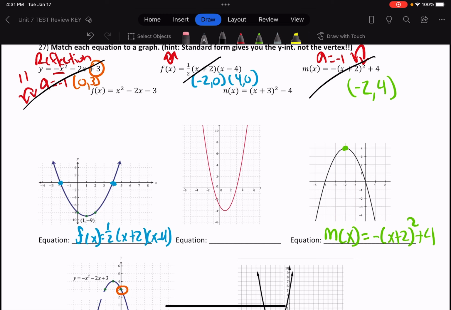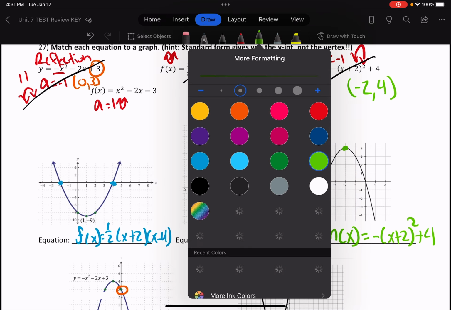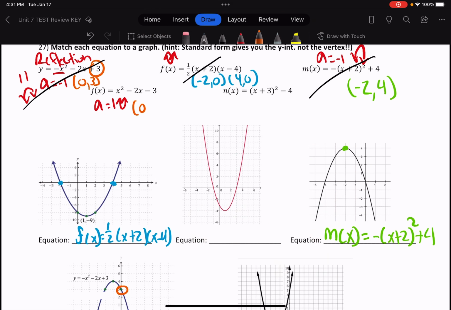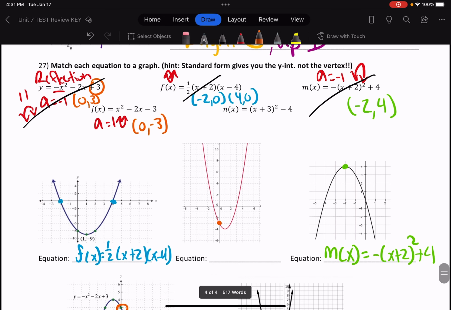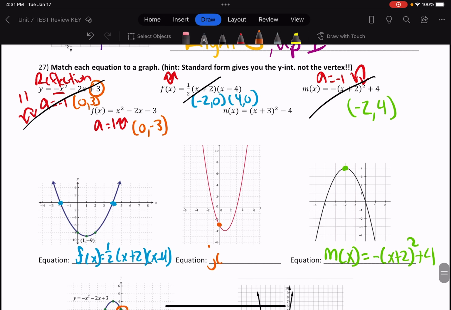Which leads us to our last 2 equations. This first one, I know that its a value is positive, so it's facing upwards, and it needs to have a y-intercept at 0, -3. This first one has a y-intercept at 0, -3, and the last one has a y-intercept at 0, +4, so that wouldn't work. So our j of x equals x squared minus 2x minus 3 will match with my second graph there.